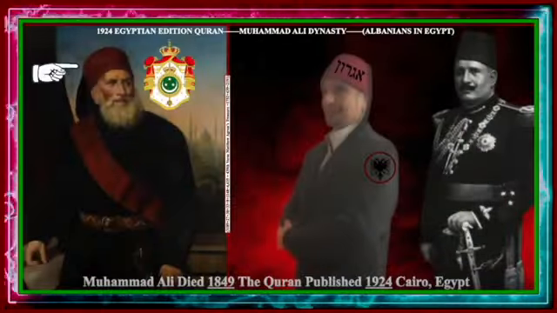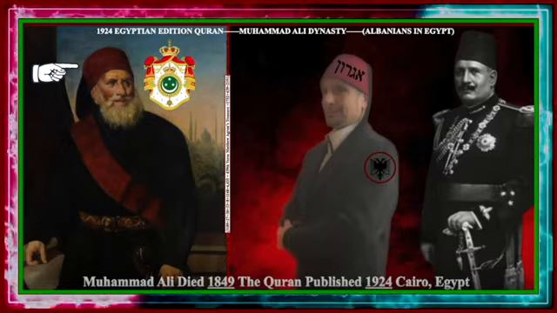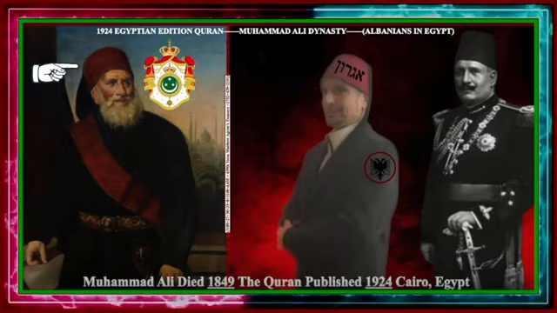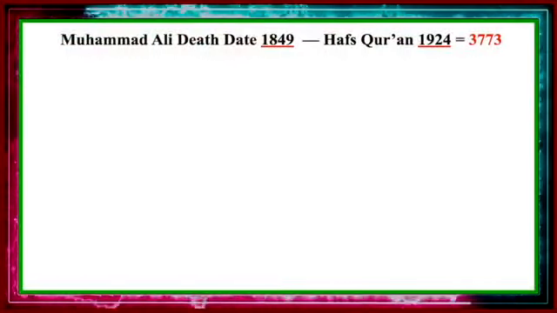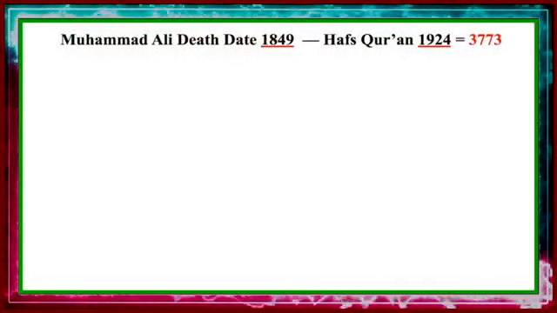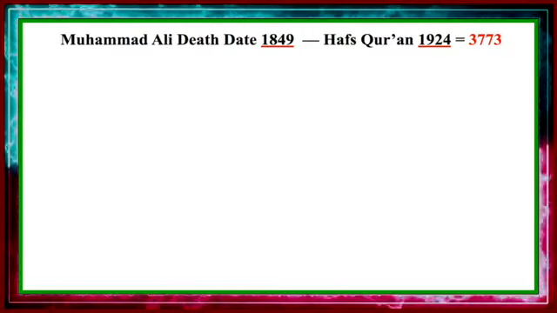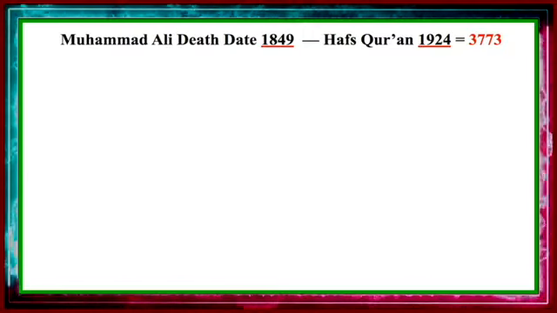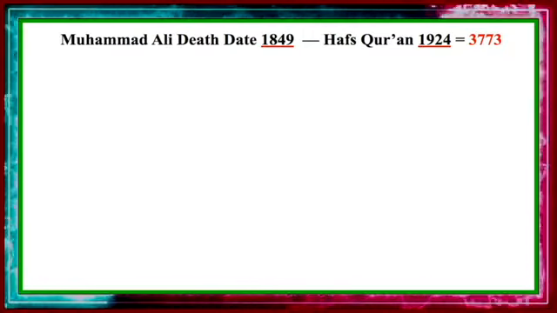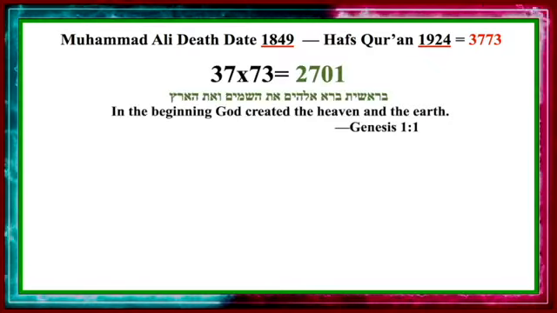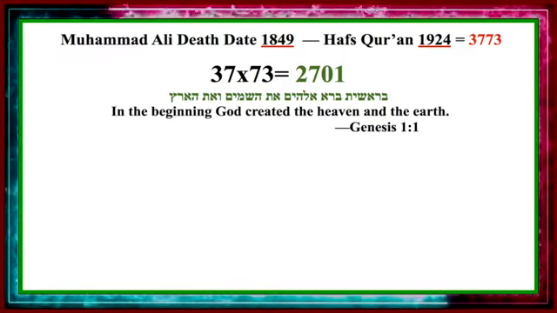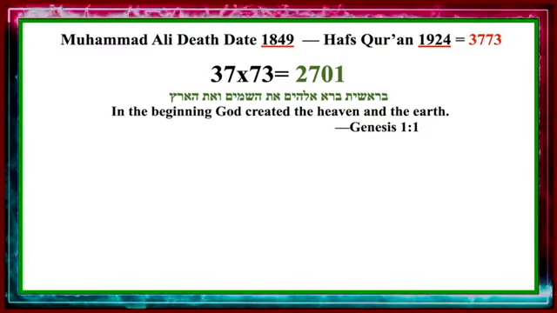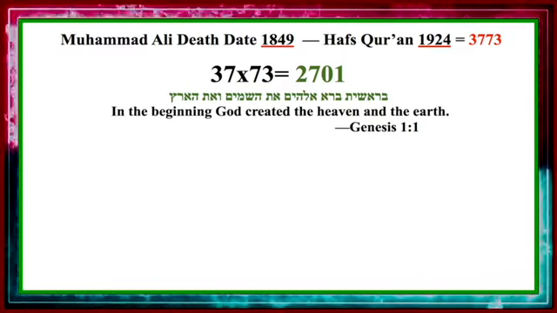Muhammad Ali is the founder of the Muhammad Ali Dynasty, from where we get this 1924 Hafs edition of the Holy Quran. If we take the year of Muhammad Ali's death, 1849, and add it to the year the Quran was printed, 1924, we get the number 3773. And 37 times 73 equals 2701, which is the numerical value of the opening verse of the Bible. In the beginning, God created the heavens and the earth.